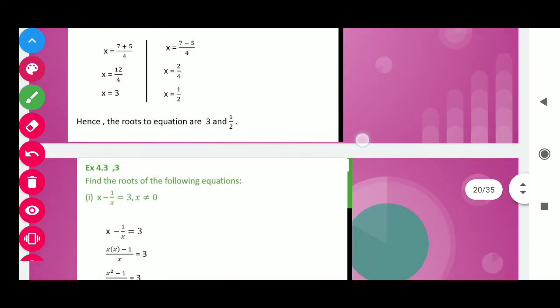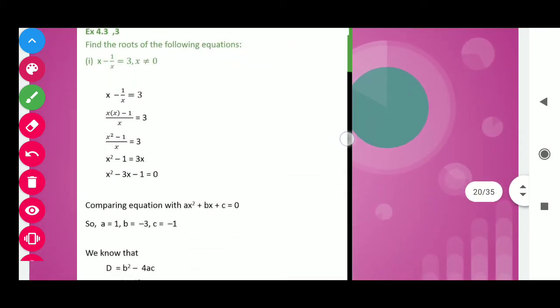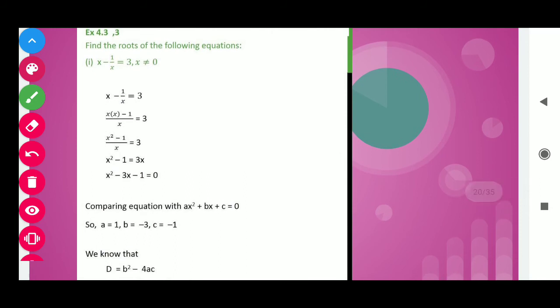Now students, here we have the second part. These are similar questions. So here we have the second part, x minus 1 over x is equal to 3. So students, first take the LCM. Okay, in this way we get x squared minus 1 over x is equal to 3, and here we have the quadratic equation x squared minus 3x minus 1 is equal to 0.